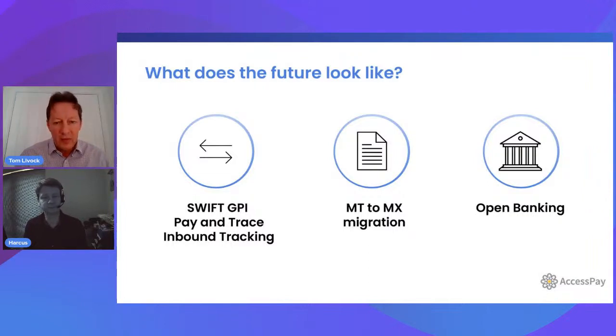Correct. Excellent. Okay. So there's two other things on this slide. One is the migration from MT to MX, and the other is around open banking, which we've already covered off part of. So if we just focus for the next minute or so on MT to MX. This is the migration from traditional Swift messaging to the new XML format.